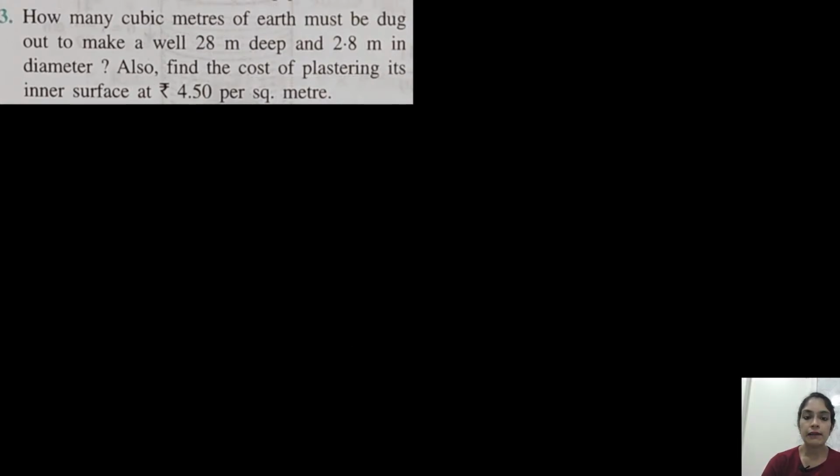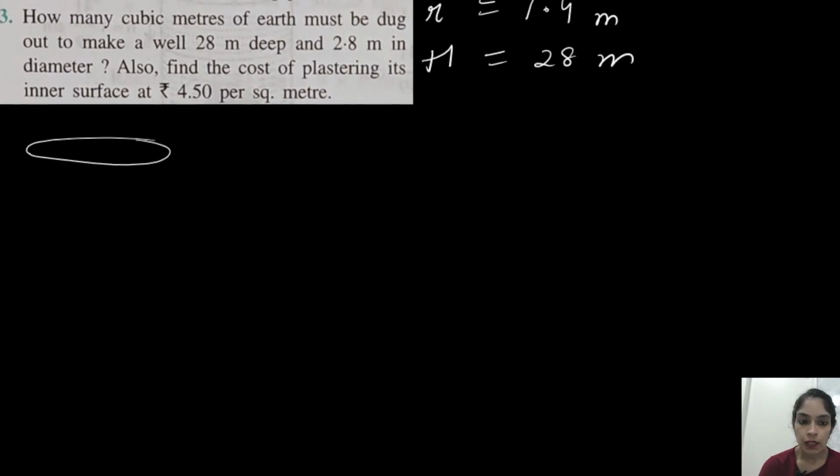Now the same things I will write. R is 1.4 meter and height is 28 meter. Now what are they telling? See, they have made a cylinder by digging out the earth. Now they say, find the cost of plastering its inner surface. Plastering its inner surface, what does it mean?